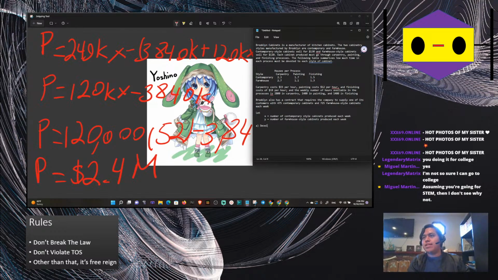A, develop the objective function. Assuming Brooklyn Cabinets wants to maximize total weekly profit, how would you do that?